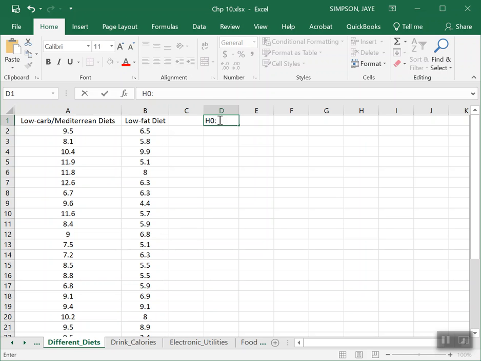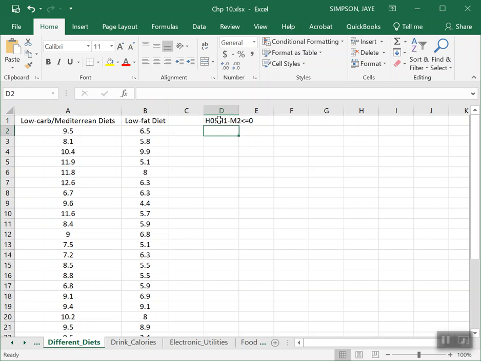But remember, we have to express this in terms of 0. So really, we think that the mean of 1, or the low-carb diet, minus the mean of 2, or the low-fat diet, is less than or equal to 0. So in other words, if mean 1 is larger than mean 2, then this will be greater than 0.